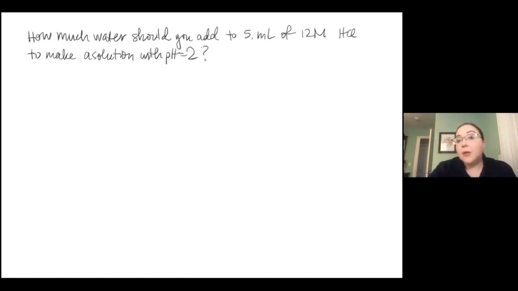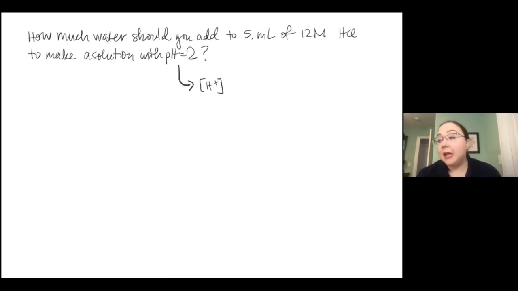Okay, so now this one's a little tricky because we have to recognize something that is implied in what's written here. They told us the pH, and the pH is just a code word. It's like a different way of writing out our hydrogen ion concentration. So I actually know what the concentration of my diluted solution is going to be. It's 10 to the minus 2 or 0.01, because they told me I wanted a pH of 2, so 0.01 would be my concentration of H+.